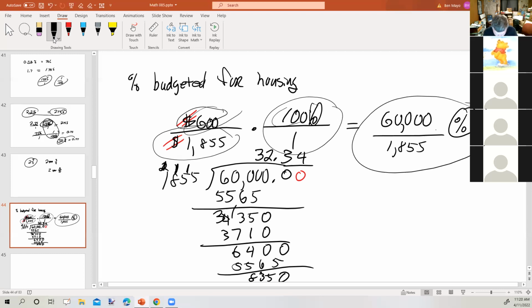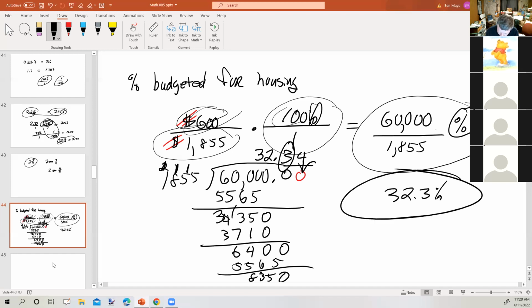Timeout. I got myself confused because I ran out of room. Well, actually, you know what? That's as far as we have to go, isn't it? Because the 4 would round what? Down. So we get 32.3%.